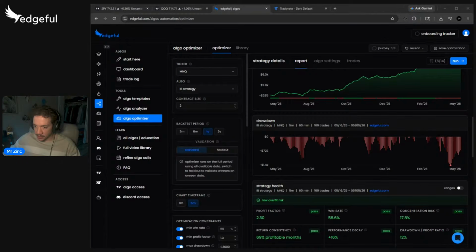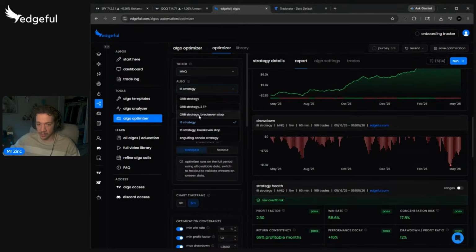So this is everything that we're going to be taking a look at today. And better yet, if you guys have other strategies that you want to look at, I will more than happily take a look at those. We have the ORB strategy 2.0. We have the ORB strategy break-even stop. These are all just the automatic algos that come with the optimizer.